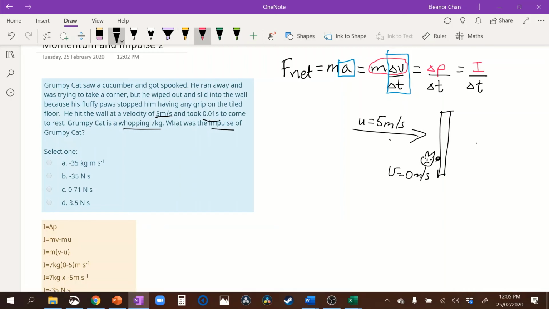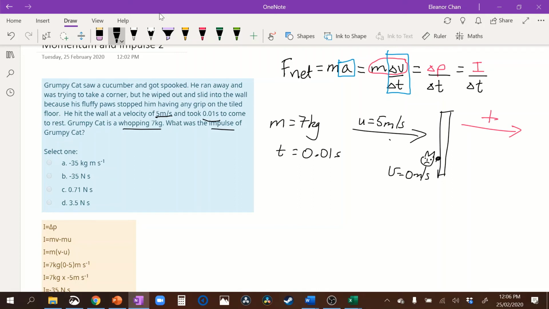Now, for future reference, you need to think about this, because let's say to the right is positive. The reason being is sometimes if an object rebounds off the wall, their final velocity will be negative because it's in the opposite direction to which they approached the wall initially, yeah? So let's keep going. And then we know that the mass of Grumpy Cat is 7 kilograms, and the time at which this all happened was 0.01 seconds.